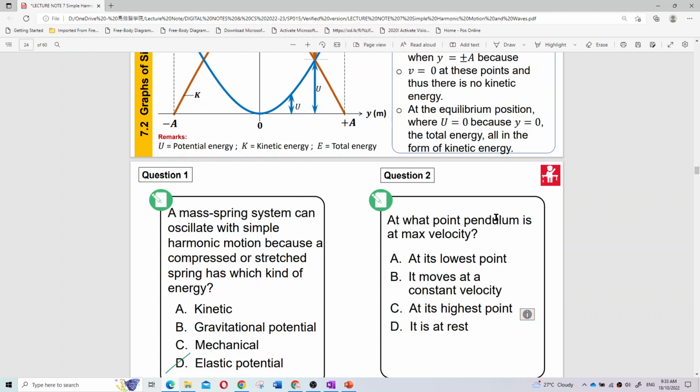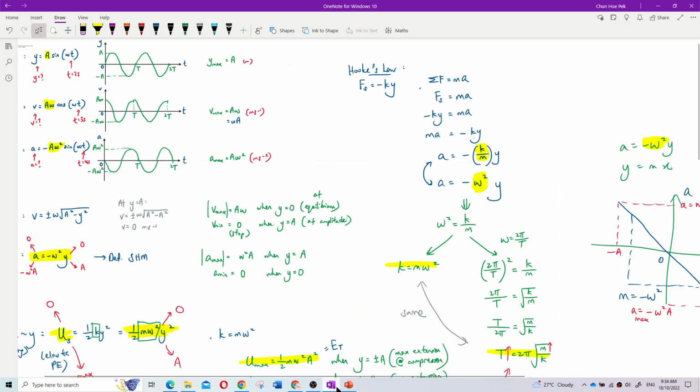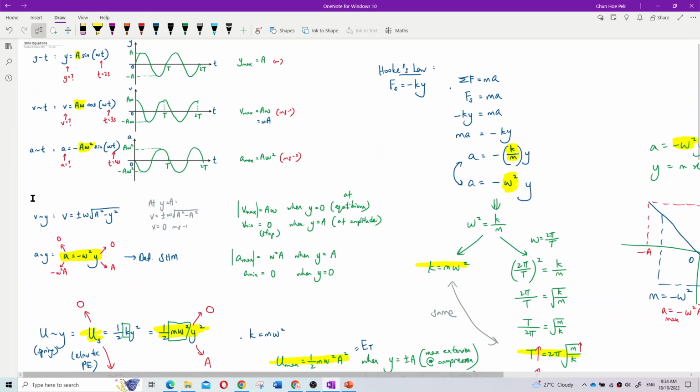So at what point does the pendulum have maximum velocity? I gave the answer already. A. Yes, at the lowest point. That means at equilibrium, right? At equilibrium, y equal to 0. So for maximum velocity V max, you use this equation and substitute y equal to 0, equilibrium. You get V max equals A omega.